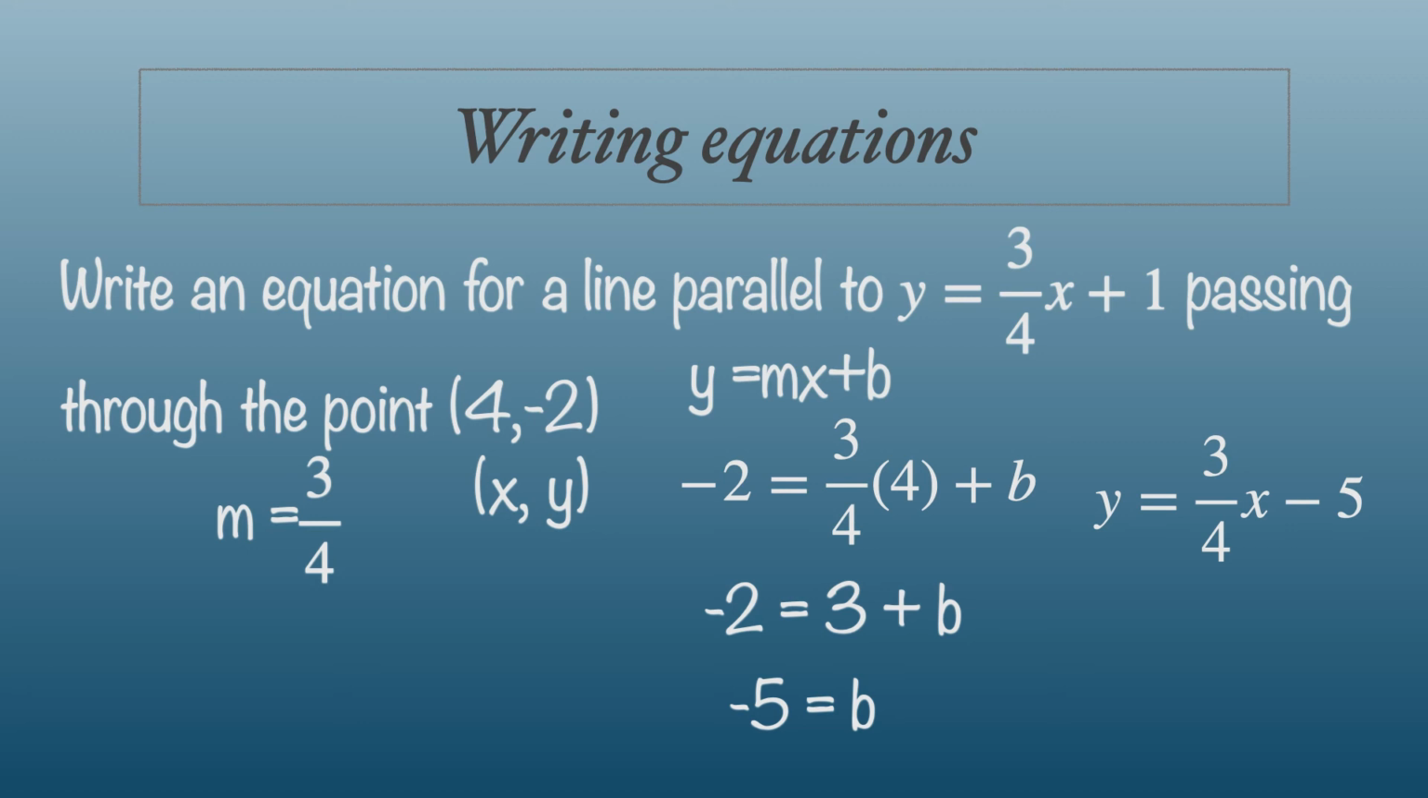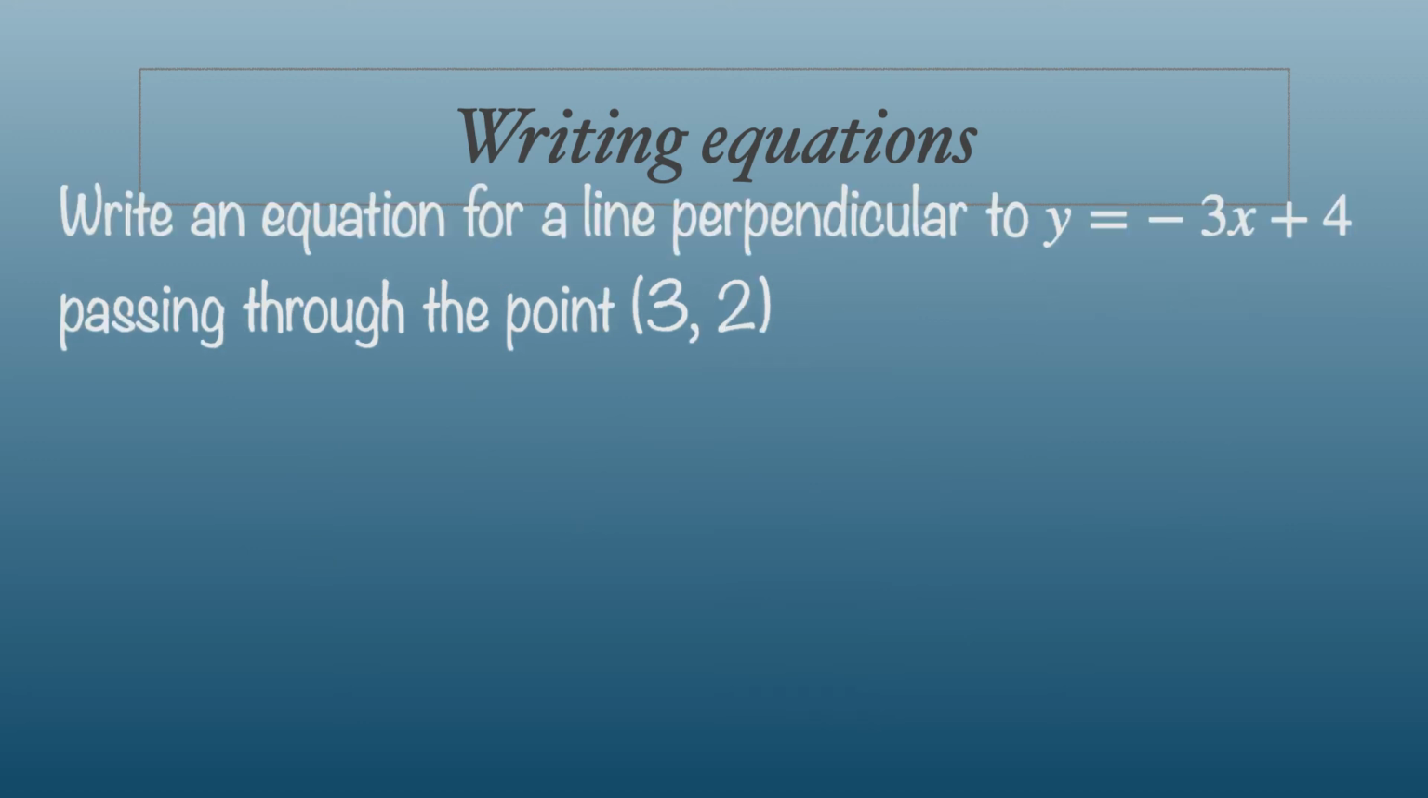Okay? What if it was perpendicular? Now I need to write an equation for a line perpendicular to that. So I have here, same thing. What is my slope? Well, this time it's not as easy. I have to do the opposite reciprocal, which is the opposite of positive is a negative, and the flip-flop of 3/4 is 4/3. So my new slope is the opposite reciprocal.